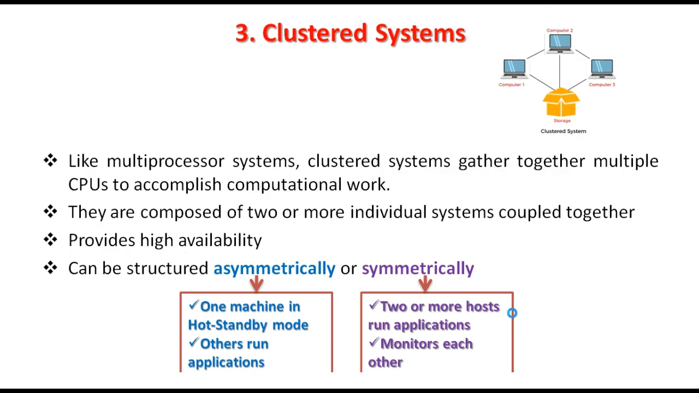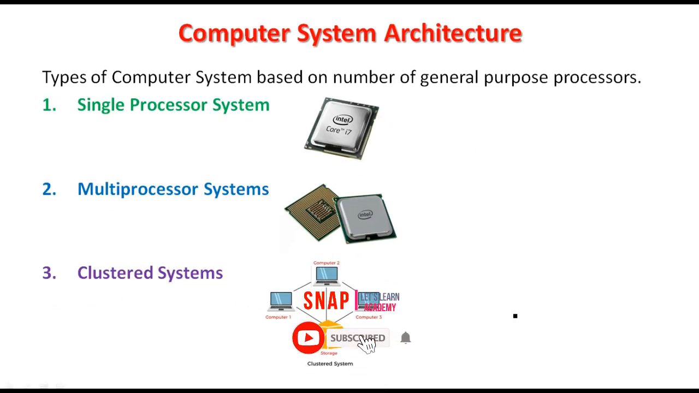So far we have discussed these three types of computer systems, categorized based on the number of general purpose processors used: single processor systems, which use a single processor; multiprocessor systems, which use multiple processors; and clustered systems, which are different systems gathered and connected via local area network to perform multiprogramming tasks and working like multiprocessor systems. So this is what we have discussed in this lecture.